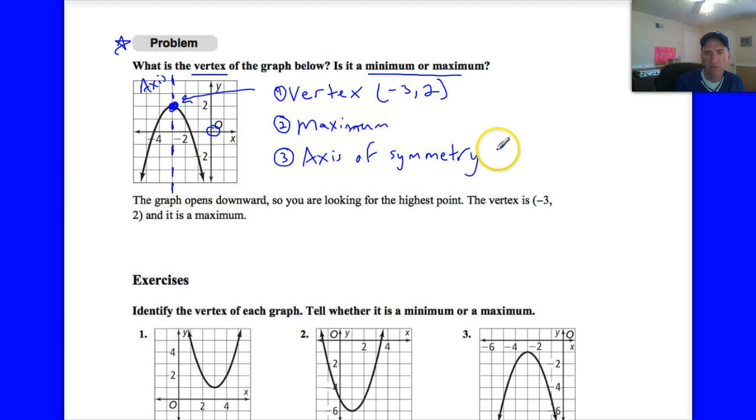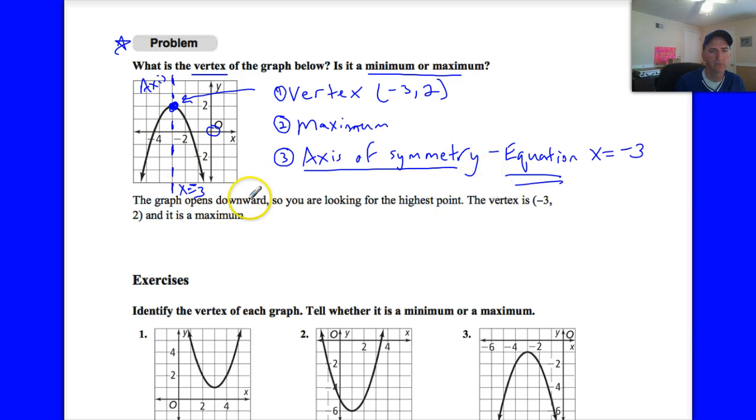So the axis of symmetry, the equation, we say, is x equals -3. All right, so you will have to identify the equation for the axis of symmetry, which is x equals -3. That line right there, x equals -3. That line is what splits it in half. Really valuable for us. So, right here, they tell us the answers we just said. The graph opens down. Okay, you're looking for the highest point, the maximum. (-3, 2) is the vertex, and the axis of symmetry is x equals -3.